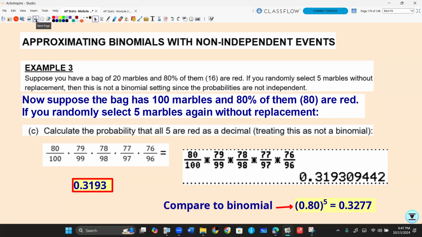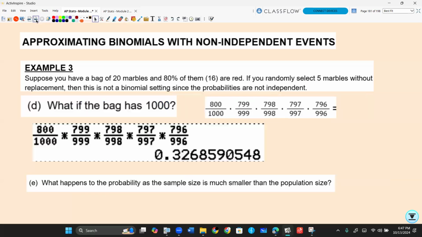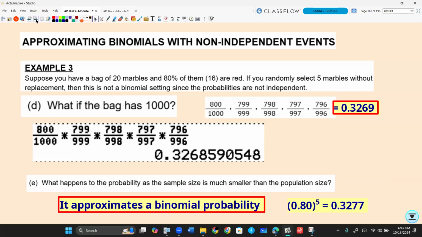So when you have a bigger population to pull from, it seems like it's not going to be as big of a deal. What about 1,000? Well, with 1,000, you're going to get about 32.68%, which is within the margin of error, I would say. So it's pretty darn close to 0.8 to the fifth power. With that, I would be comfortable saying, hey, we can use a binomial to approximate it.